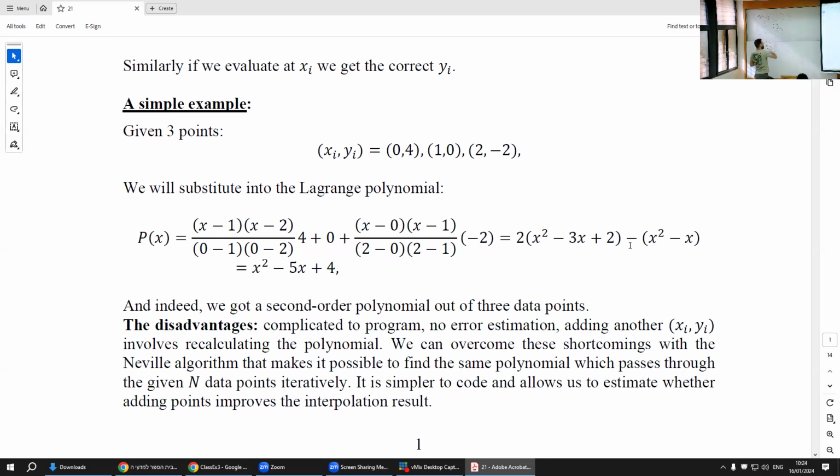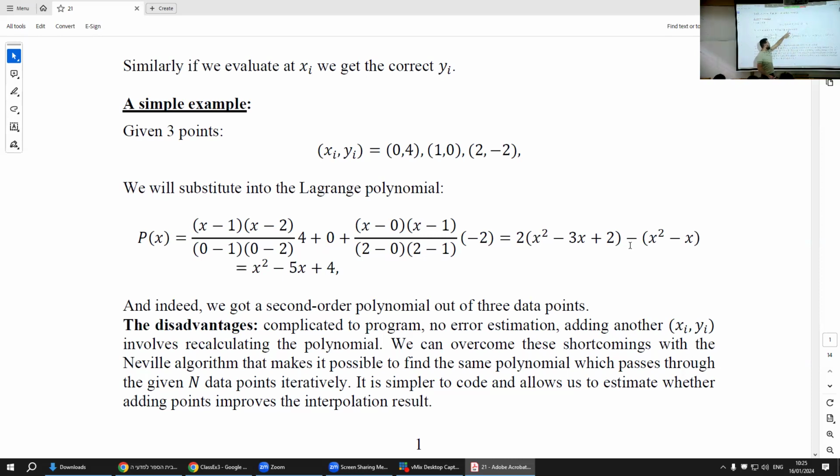So every yj we multiply it by lj, which is the product of terms like these: x minus xi, except that j, divided by xj minus xi. So, for example, here, this is my data, okay? Someone gave me that the function equals exactly 4 at x equals 0, it equals 0 at x equals 1, it equals -2 at x equals 2.